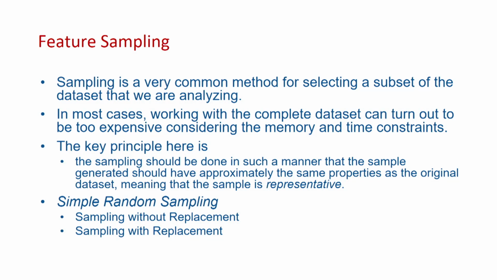In sampling with replacement, when you are selecting some instances from the data set, you will put those selected instances back into the data set before selecting the next instance. In the other case, sampling without replacement, you will not put the selected instance back into the original data set when you are selecting the next instance.